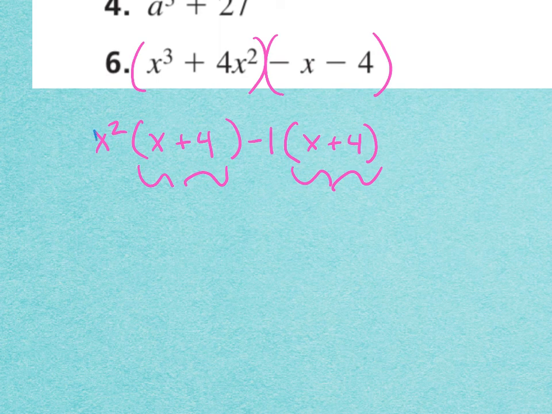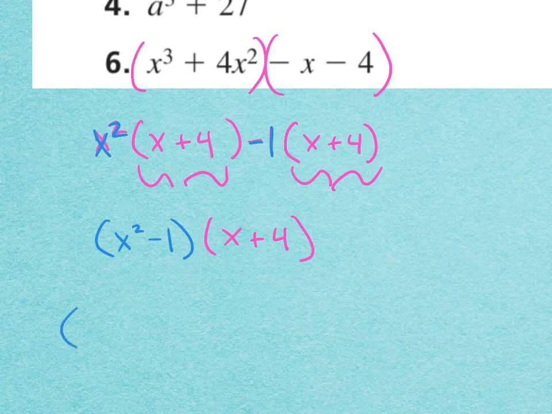So now we can take this x squared and this negative 1 and put it in its own parentheses and multiply that by what's in common, so x plus 4. And since we have x squared minus 1, can we factor that more? Yep. So what are 2 factors of negative 1 that add up to 0? Negative 1 and positive 1. So this is x minus 1 and x plus 1 times x plus 4.